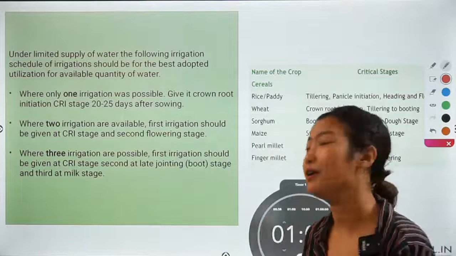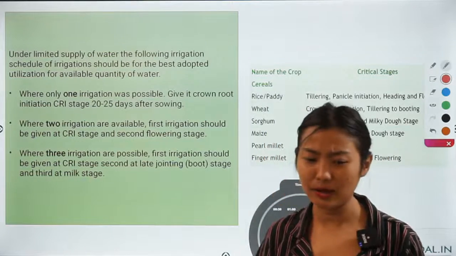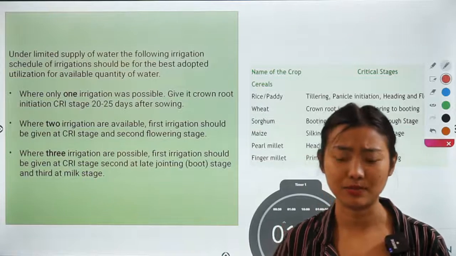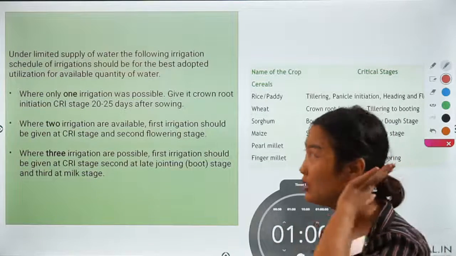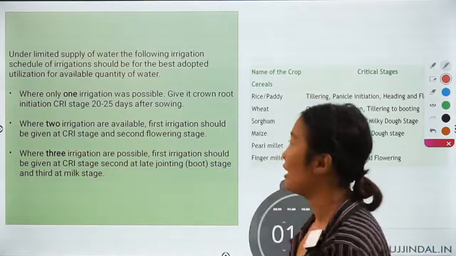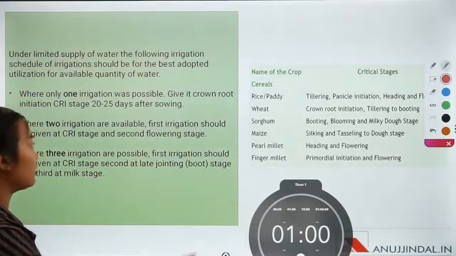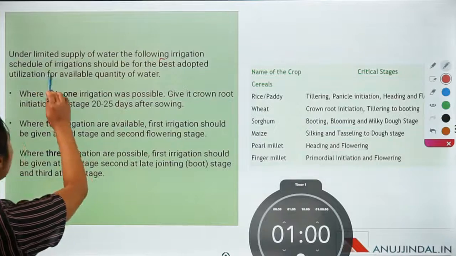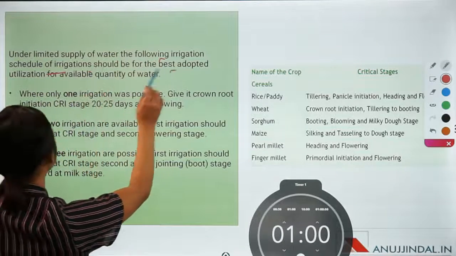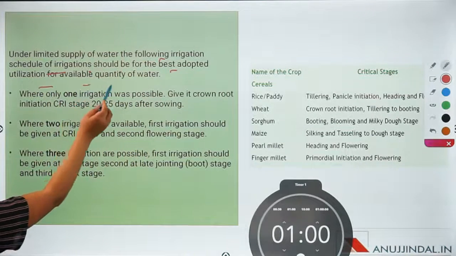it's an adventitious root. I don't have to explain what an adventitious root is for you all; I think it's self-explanatory. Right, so under a limited supply of water, the schedule of irrigation should be for the best utilization of the available quantity of water.